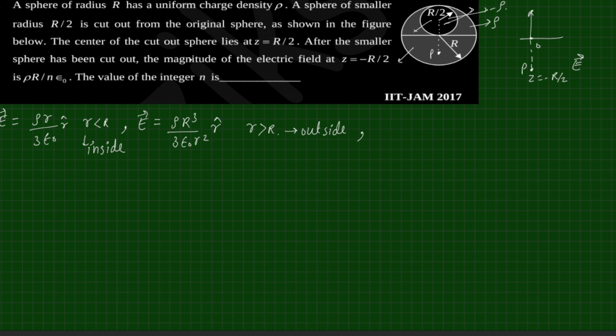So calculate the electric field due to the smaller one first, because this point is outside the smaller sphere. So we will use the second electric field formula. So that will be rho, where capital R is the radius of the sphere, and for the small one, that is R by 2. So that will be R by 2.